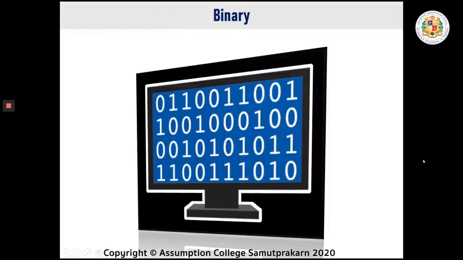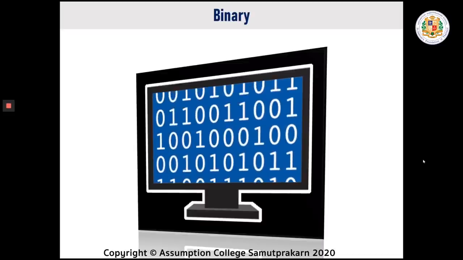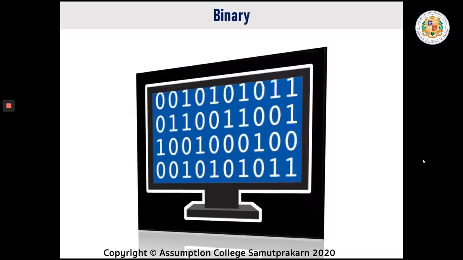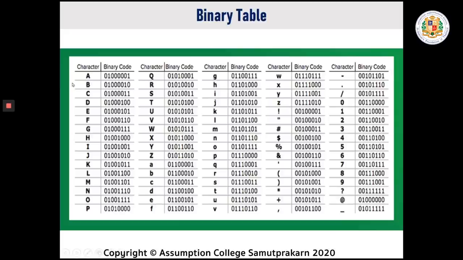Okay, so this is how the binary system works in your computer. Computers read all the data coming in and process it into what? Binary. 010101. Nothing else. So the processor converts your data into machine code. They call it machine code. And we have the binary table. You can download this on Google. So this is the character and its equivalent binary code. For example, A has the binary code 01000001. Okay, so this is the binary table.